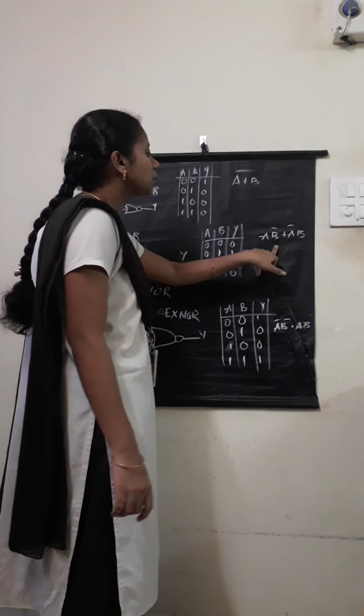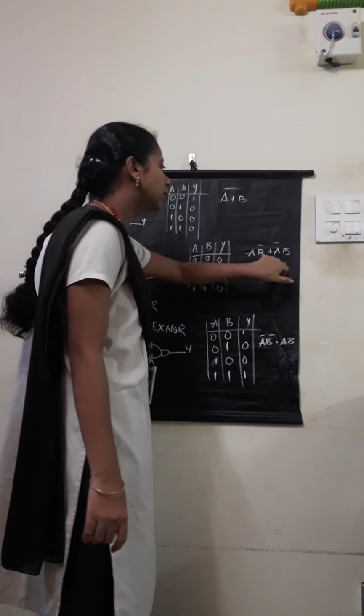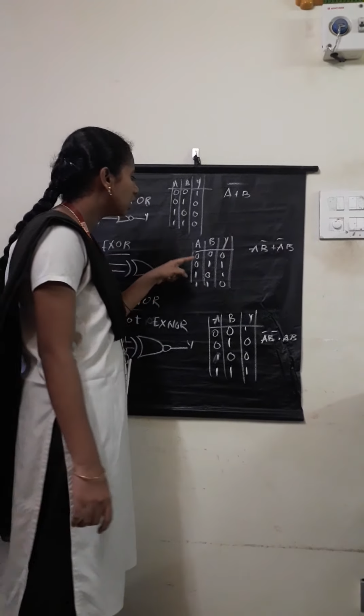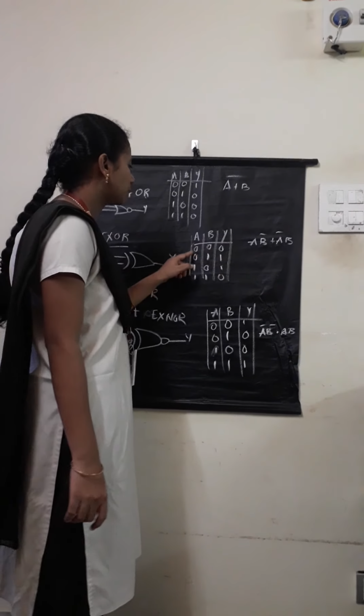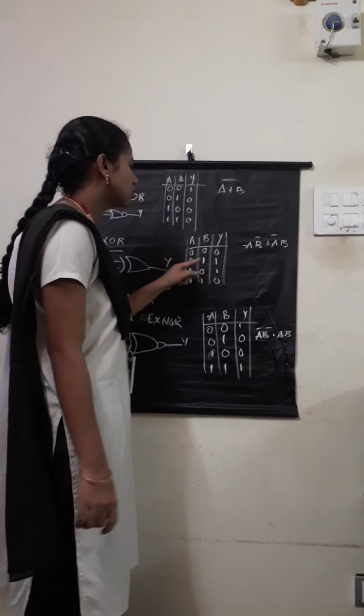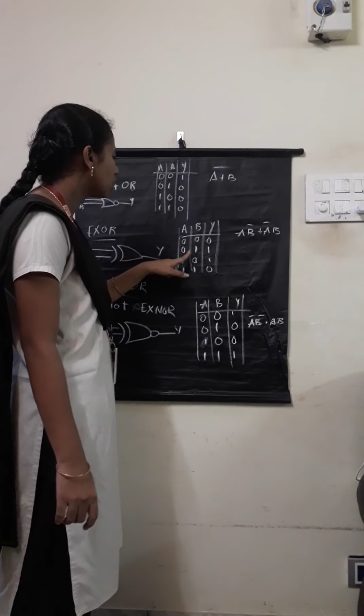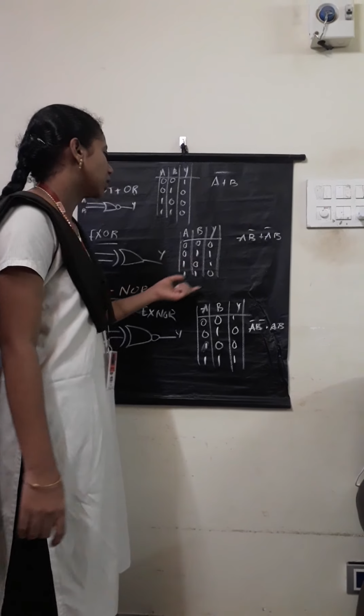Here it's nothing but A into B complement plus A complement into B. Coming to the truth table, A into B complement means 0 into 1, which equals 0. So we have taken the output as it. Now 0 into 1 equals 1. 1 0 1, 1 1 0.